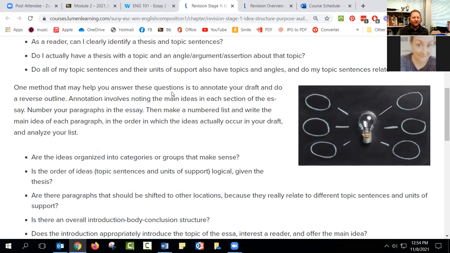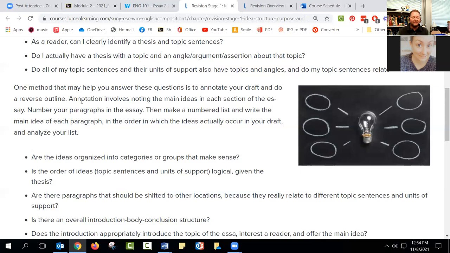So when you do that, you should be able to do what's called a reverse outline. Not to be confused, a reverse outline isn't a backwards outline. A reverse outline doesn't mean that you start with the conclusion and then end up with a thesis statement. Reverse outline simply means the essay itself already exists. You have already written the essay. So now you're actually working backwards because you're going to create an outline based on the essay itself.